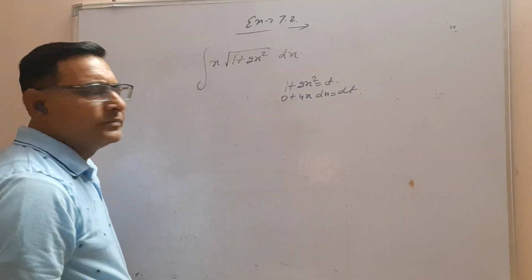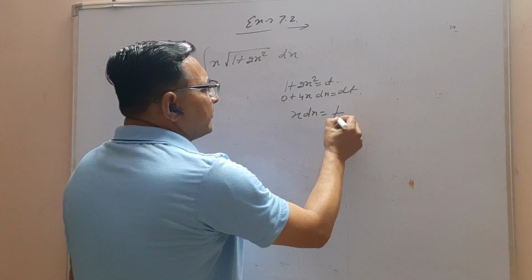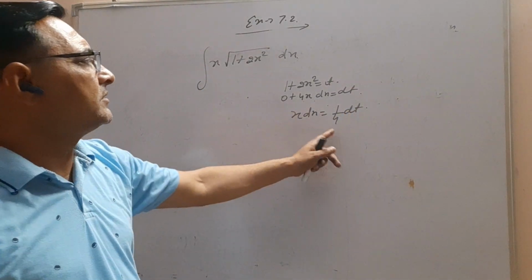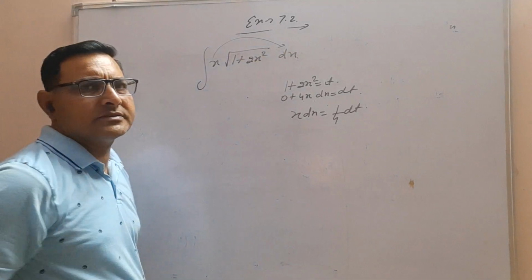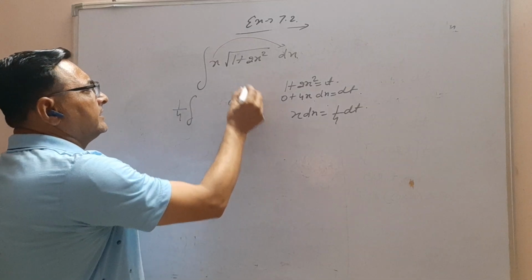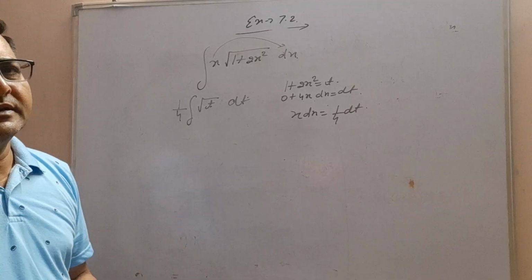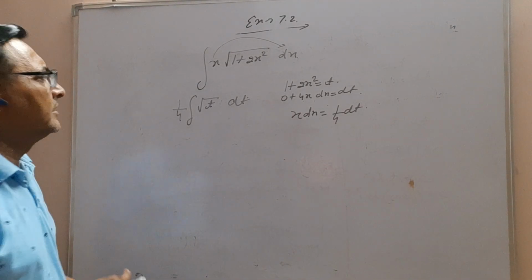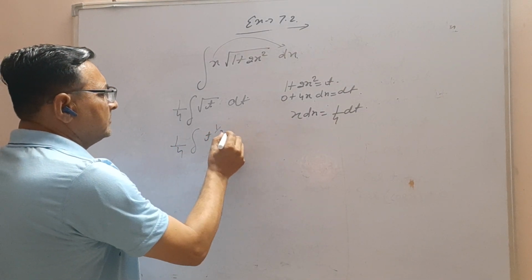So what can we do? We can do here x dx is equal to 1 by 4 into dt. Cross multiply this 4. Now what is this? The derivative of x into dx will be 1 by 4 into dt, and this term will become square root t. Now this is easy. 1 by 4 into t power 1 by 2 into dt.